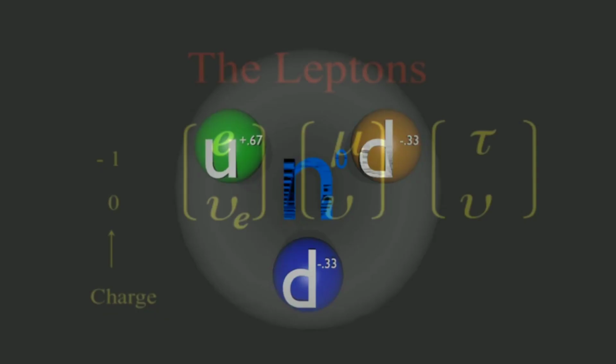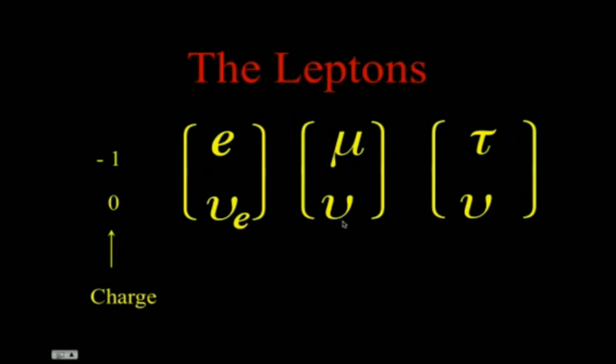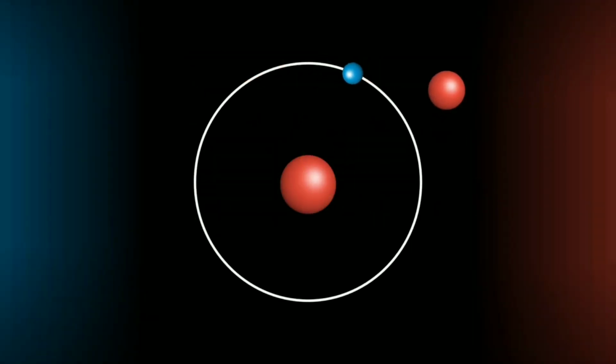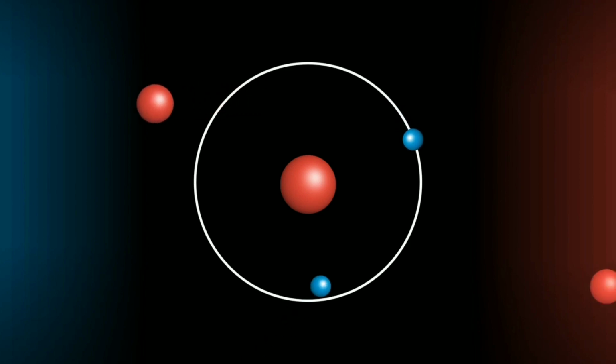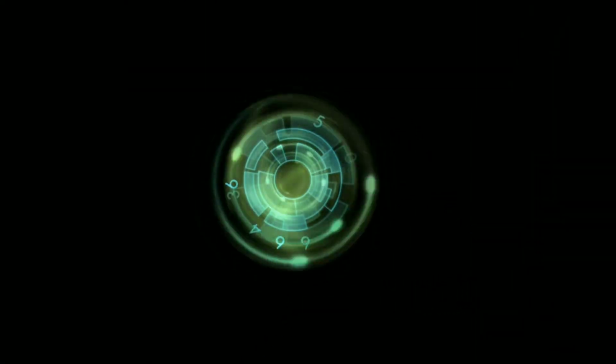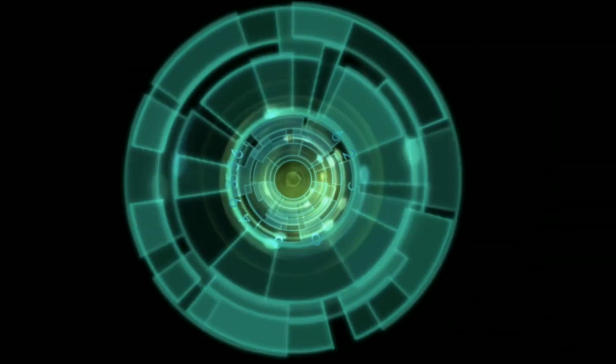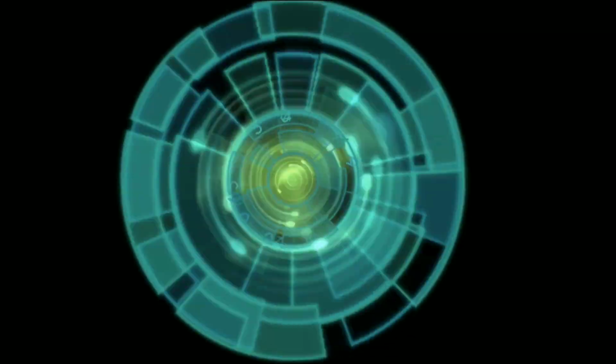Leptons are particles that have integer electric charges and do not interact with the strong force. There are 6 types of leptons: electron, muon, tau, and their corresponding neutrinos. The electron is the lightest and most stable lepton, and it orbits the nucleus in atoms. The muon and the tau are heavier and more unstable versions of the electron, and they decay quickly into other particles. The neutrinos are neutral and almost massless particles that only interact with the weak force, which is mediated by W and Z bosons.